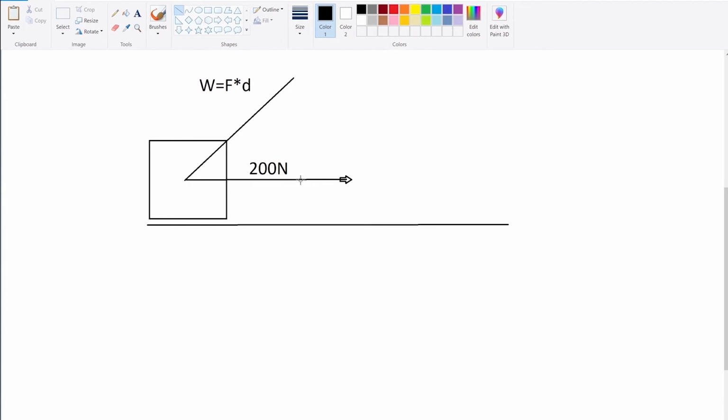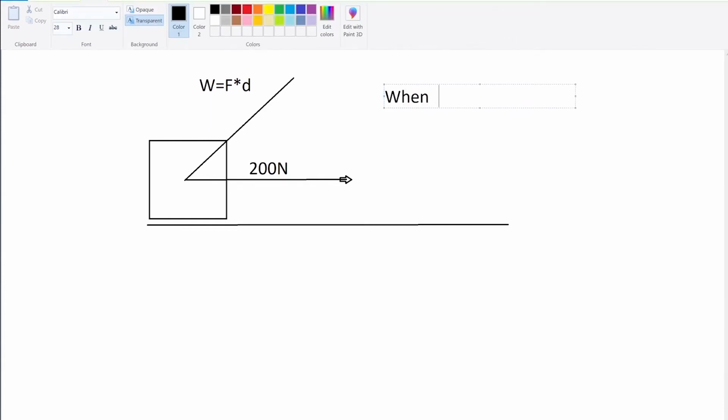This gets a little bit complicated when we're talking about trigonometry. Well, it's not that complicated, but it's something that we're going to go into today. So just a little takeaway from that is that you only want to use this equation when your force is in the same direction as your displacement.